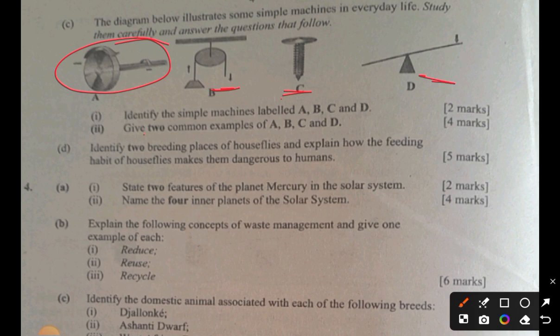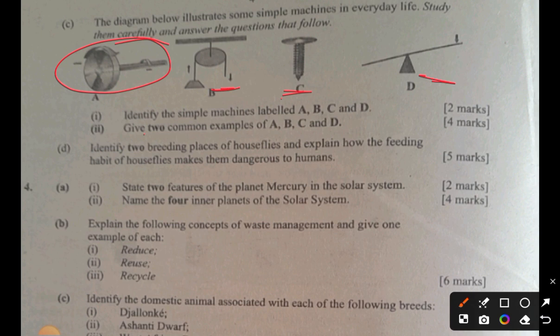Then give two common examples of A, B, C, and D. So wheel and axle can be found in bicycle wheels and then car wheels. Yes, you can look at it from the tires. Then the pulley. The pulley is found in an elevator and then a flagpole. Then the C. The C, which is a screw, is found in bolts and nuts.